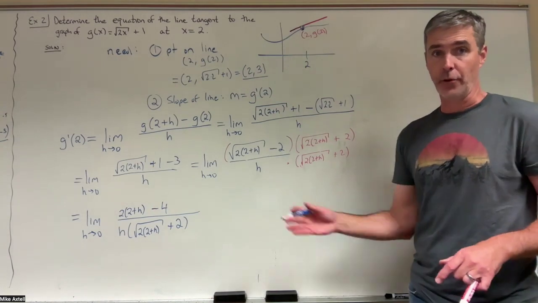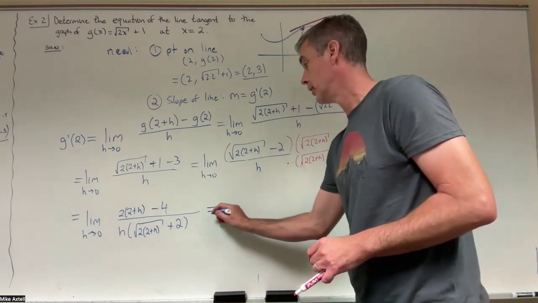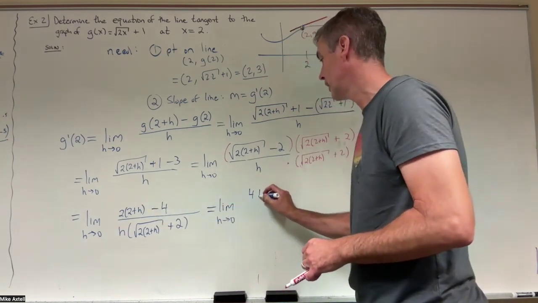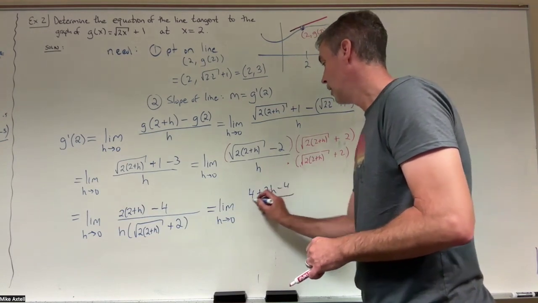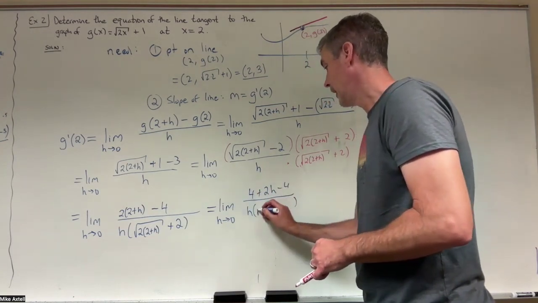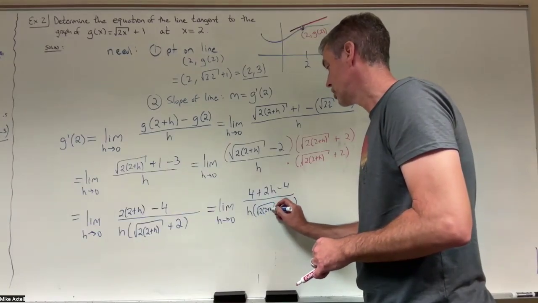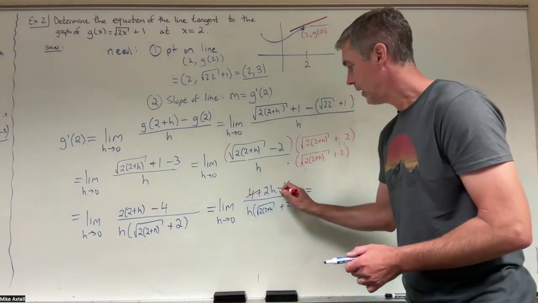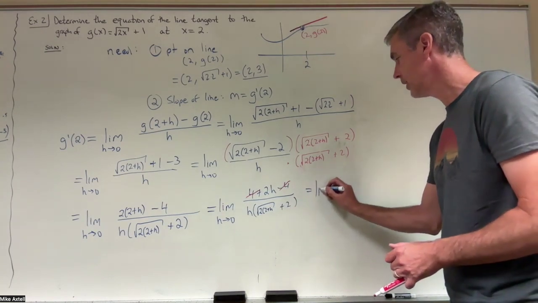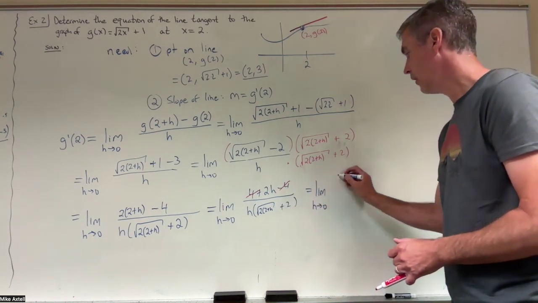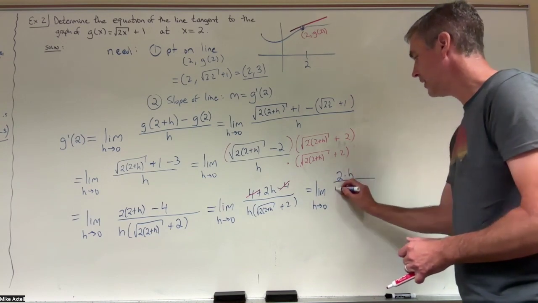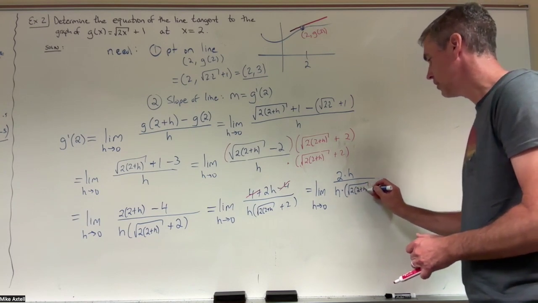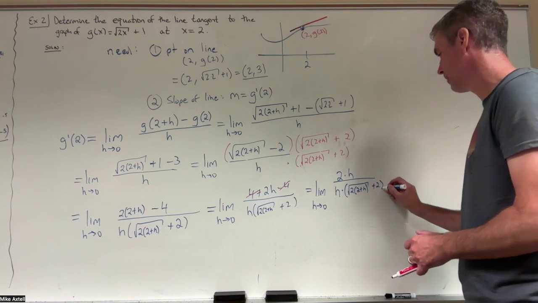Okay. All right. So the numerator's gotten a lot cleaner. Let's continue to clean up the numerator, destroy all the parentheses like I did with that polynomial example. The limit as h approaches 0. If I run the 2 through, I get a 4 plus 2h minus 4 all over h times that conjugate, 2 plus h plus 2. Okay. All right. And look, the 4s knock each other out. So I've got the limit as h approaches 0 of 2 times h over h times that conjugate mess plus 2. All right.